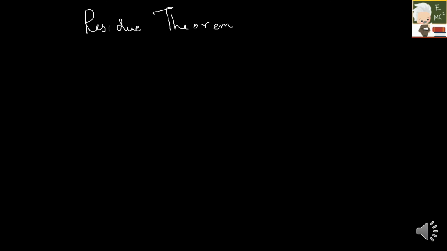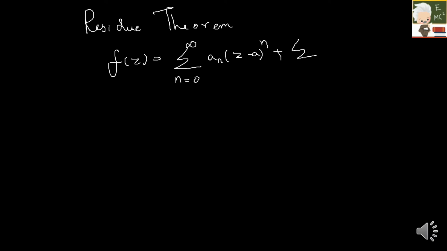The reason we study the residue theorem is to evaluate a line integral of an analytic function. So we'll be doing certain basics over here. If you remember from my previous video, I had written f(z) = summation n = 0 to infinity a_n (z - a)^n + summation n = 1 to infinity b_n (z - a)^(-n). That is, the summation of positive terms and the summation of negative terms together. Actually, this is nothing but your Laurent expansion.